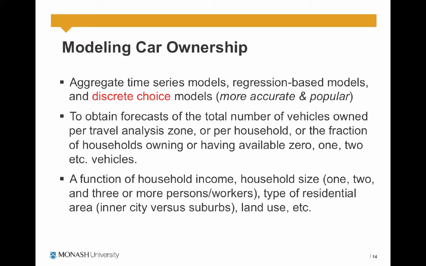So the car ownership models forecast the total number of vehicles owned per zone. These zones in travel demand models, we usually call them TAZ, standing for Travel Analysis Zone. So in a car ownership model, we predict the total number of vehicles owned by each zone, or owned by each household, or even the fraction of households owning n number of cars, whether it's 0, 1, 2, or more.